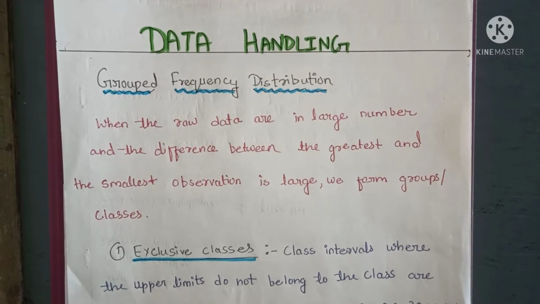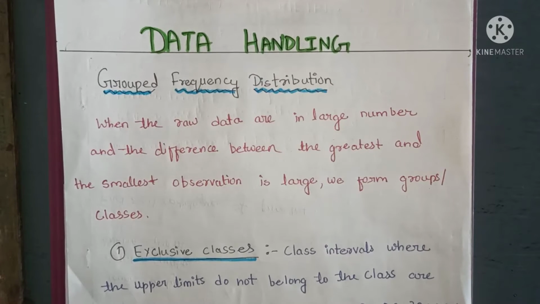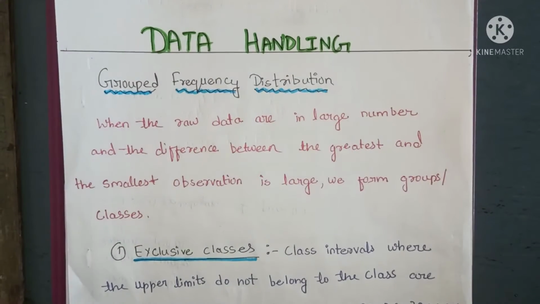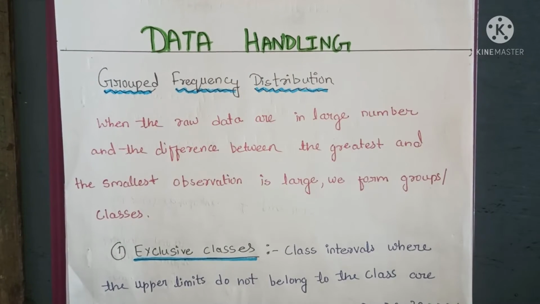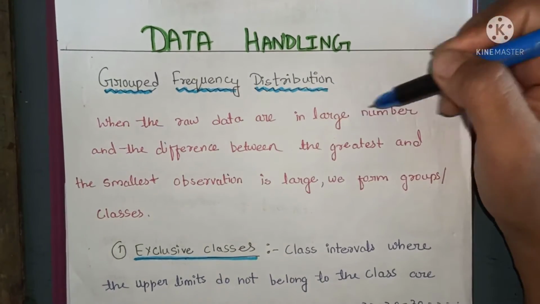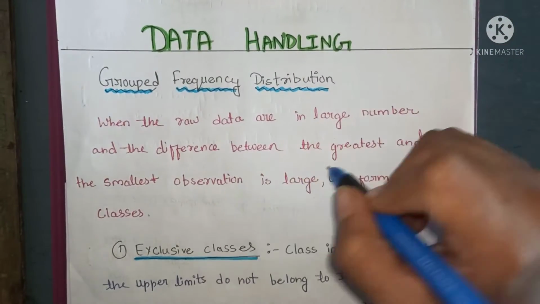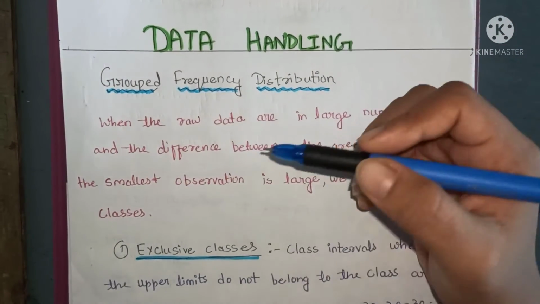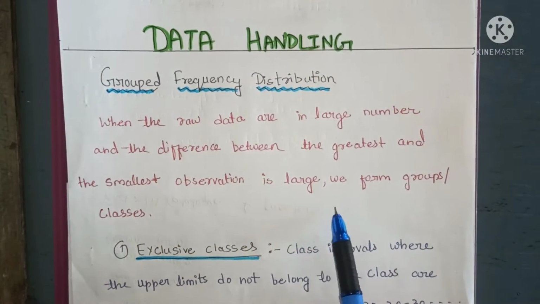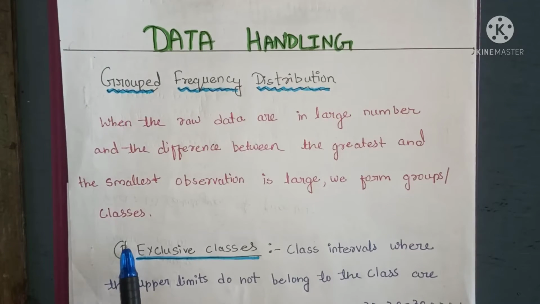Today in this video we will continue with the data handling chapter. So we have learned how to make a frequency distribution table. Today we will learn about grouped frequency distribution. Now what is grouped frequency distribution? When the raw data are in large number and the difference between the greatest and the smallest observation is large, we form groups or classes.